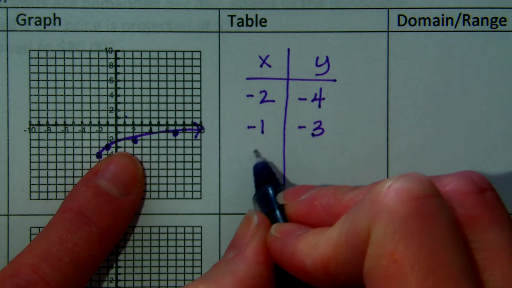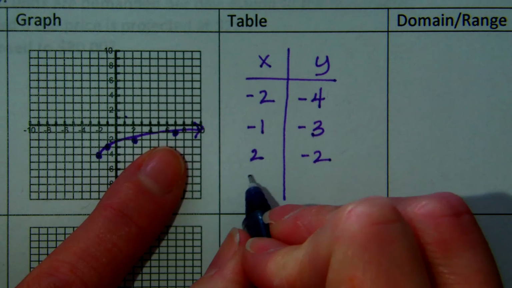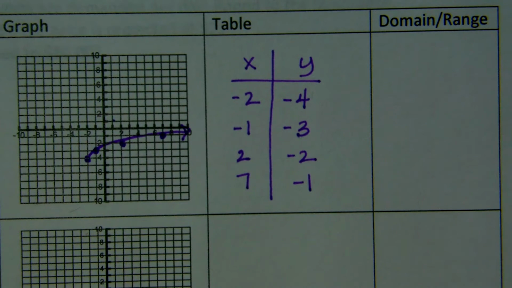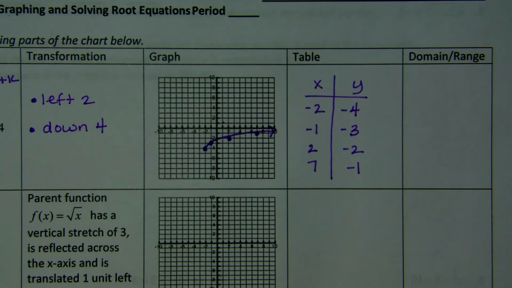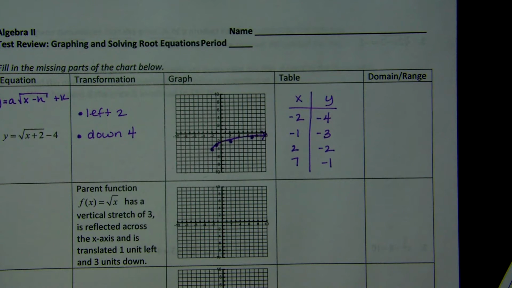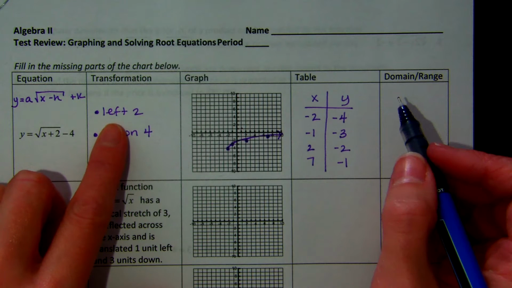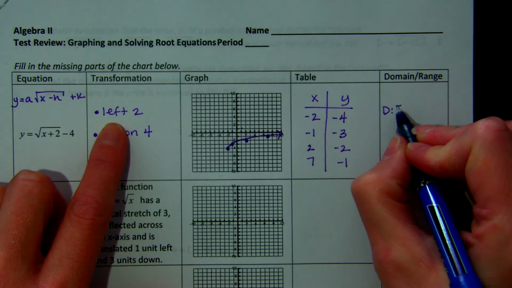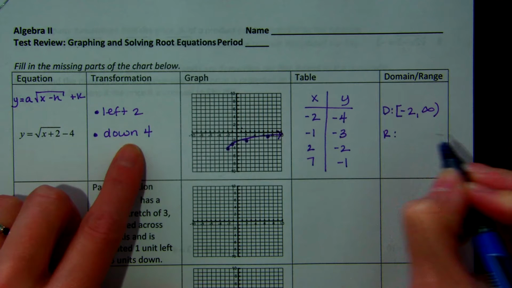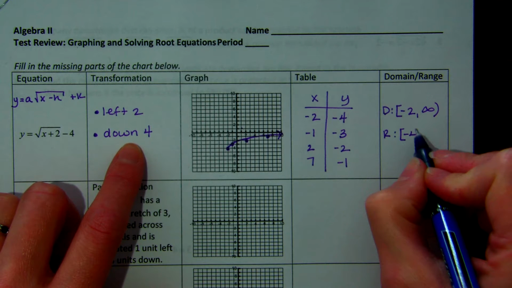The point 2, -2, and the point 7, -1. And so those are the table of values for the square root function that has been moved left 2 and down 4. And then domain and range. Remember that the domain and range of the parent function is 0 to infinity. This function has been moved left 2, so that domain is going to be moved left 2 as well, so -2 to infinity. And this function has been moved down 4, so that range value 0 to infinity has also been moved down 4, so it's -4 to infinity.